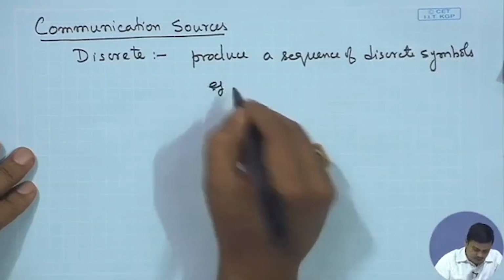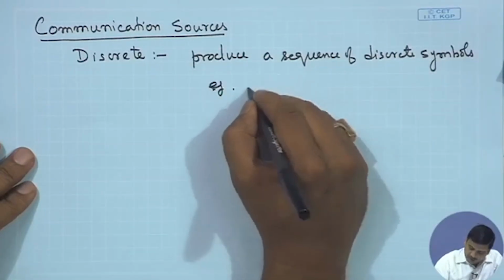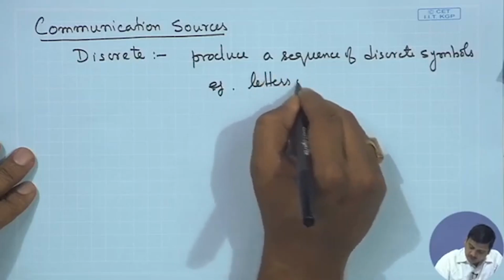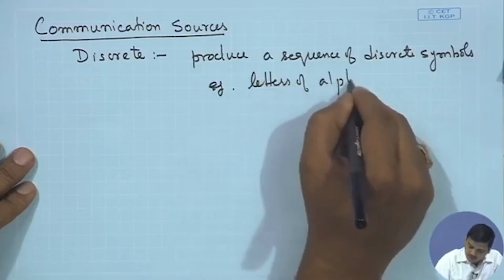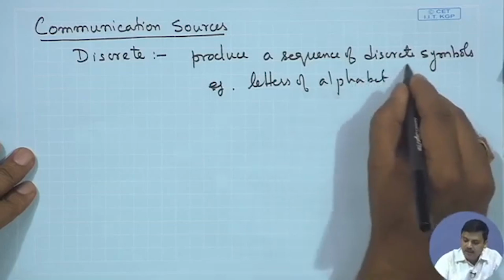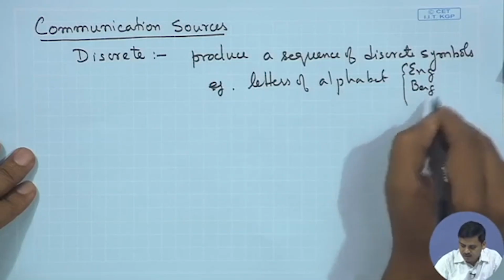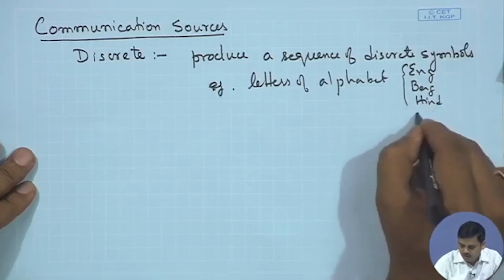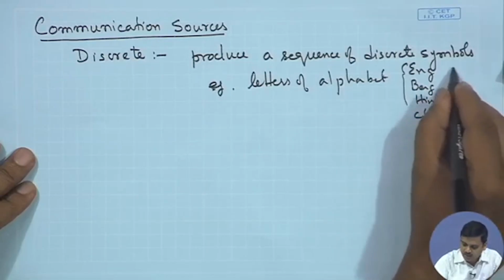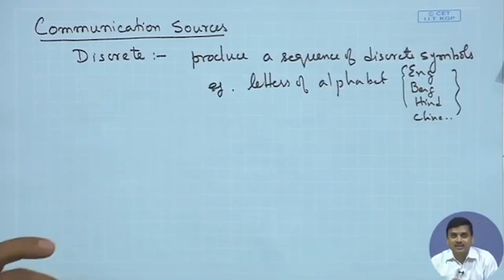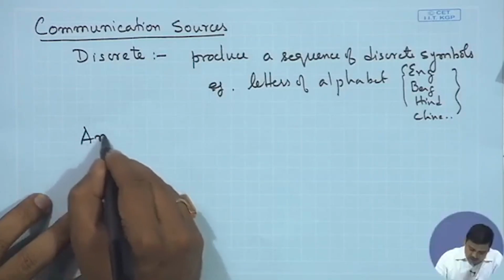and an example of them could be letters of the alphabet, could be any language, could be English, could be Bengali, could be Hindi, could be Chinese, and so on and so forth. That means they are discrete, they are specific symbols, and they have a whole set or a group from which they are selected. These are kind of discrete sources, and you also have analog sources.